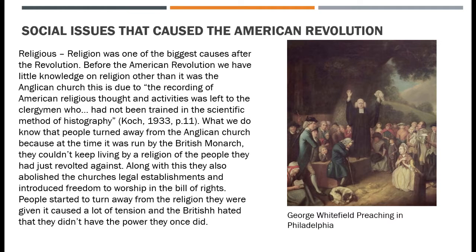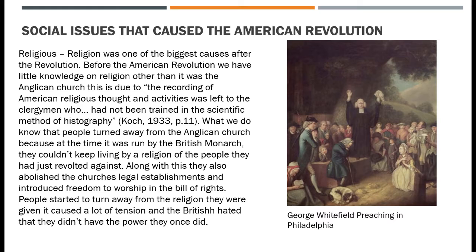There were many social issues that caused the American Revolution. Religion was one of the biggest causes. Before the American Revolution, we have little knowledge on religion other than it was the Anglican Church. This was due to the recording of religious thought and activities being left to the clergymen, who had not been trained in the scientific methods of historiography.